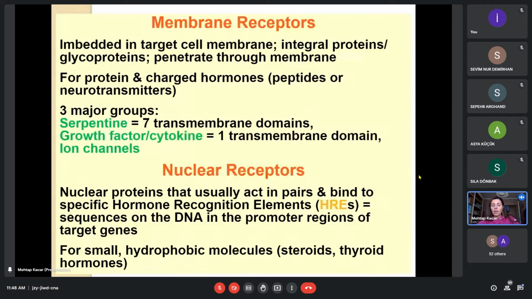The other one, nuclear receptors. Nuclear proteins that usually act in pairs bind to specific hormone recognition elements. It means sequences on the DNA in the promoter regions of target genes, and the hormone binds to these specific hormone recognition elements and later leads to transcription of genes on the DNA promoter regions.